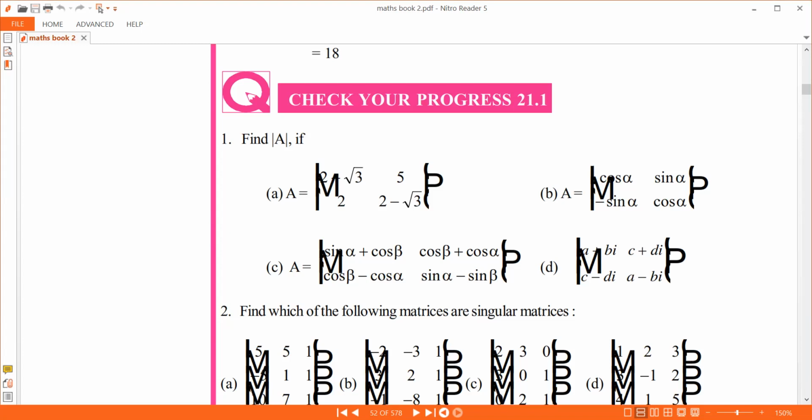Later, the calculator will help you. Suppose I give you an angle of 37 degrees, then you can work it out. Without that, how do you solve it? So this is 2 plus root 3 and 2 minus root 3, and 5. So this is a very easy one.